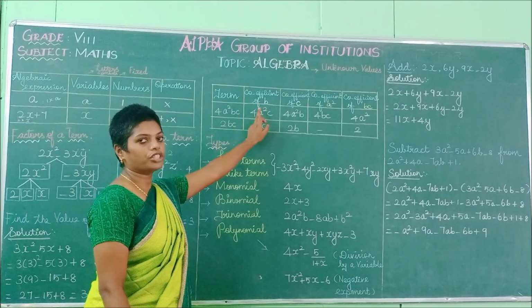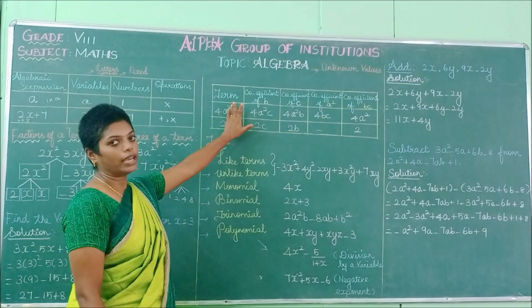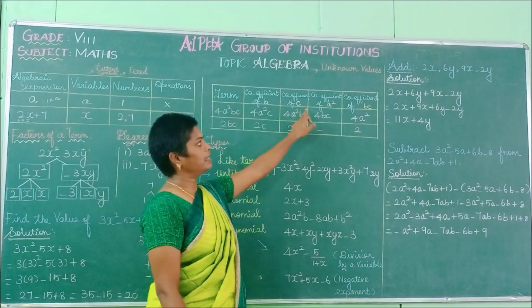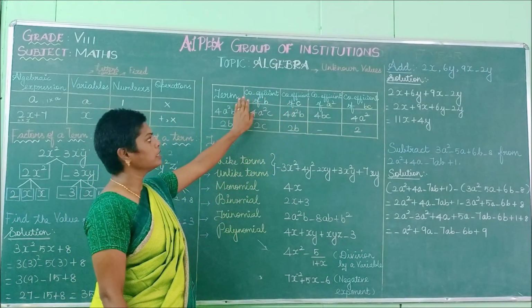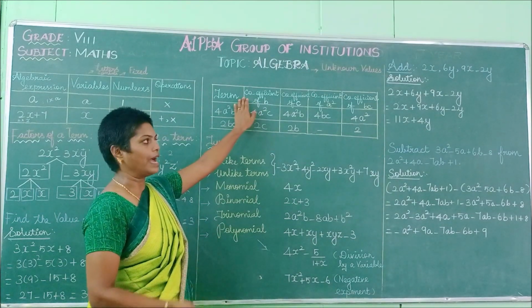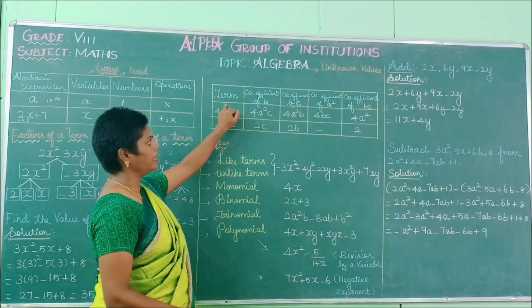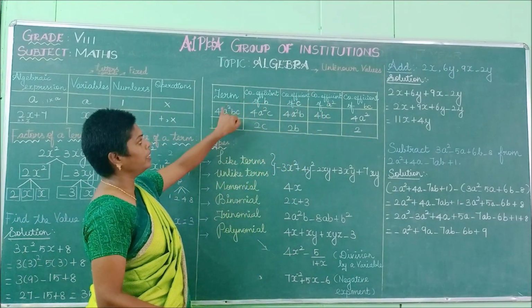Here the question is 4a squared bc. They asked for the coefficient of b. We leave this b and what do we have? 4a squared c. Likewise, if they ask for c, you leave this c. What is remaining? 4a squared b is our answer. And for a squared, you leave this a. After that, what do we have?